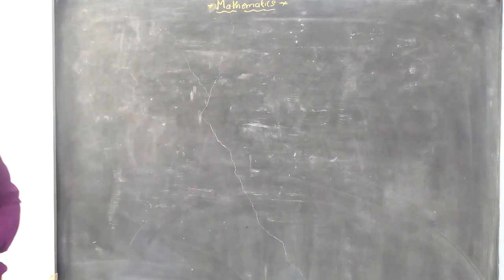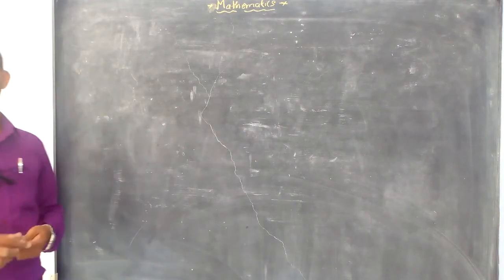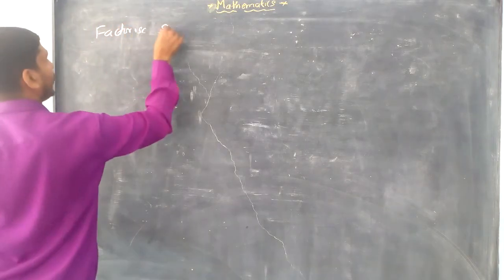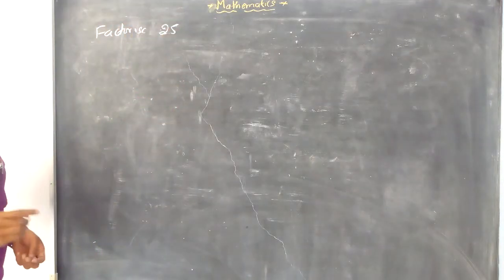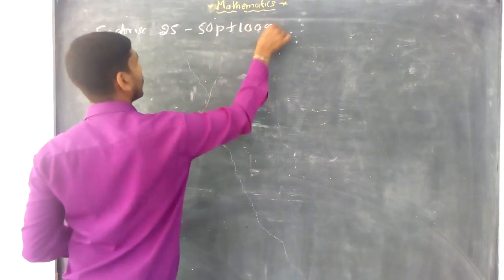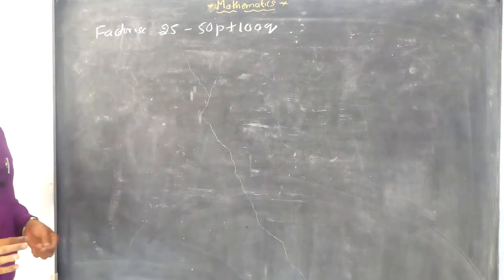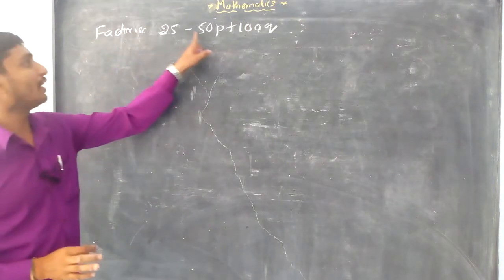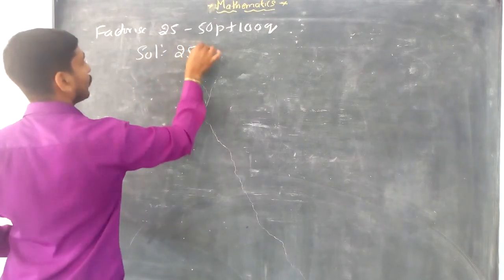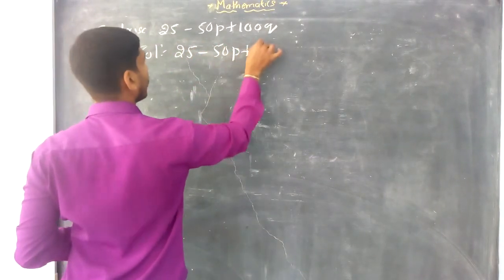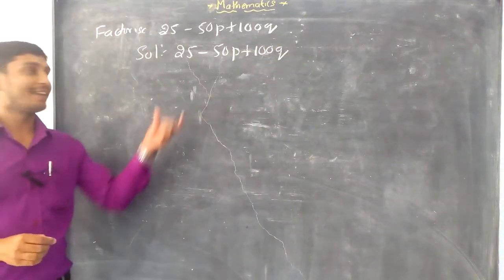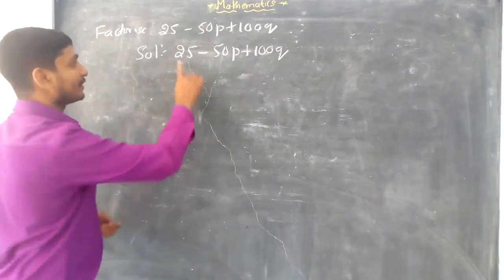Okay, now if you want, let us take a few more problems. Next question is factorize 25 minus 50p plus 100q. You can observe what is common in these 3: 25, 50 and 100. Before that, write the question. The question is 25 minus 50p plus 100q. You have to go for the first method. What is the first method? Taking common factor method. In these three, what is common?